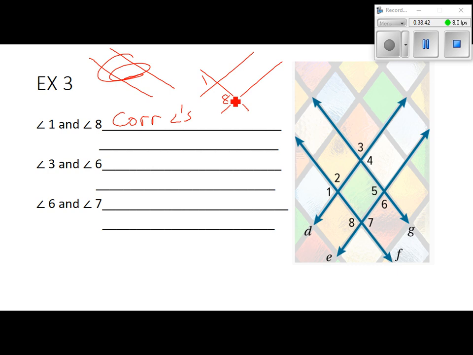Angle 3 and angle 6, alternate exterior angles. I'm not sure why I have two blanks on some of these. Angle 6 and angle 7, consecutive interior angles.